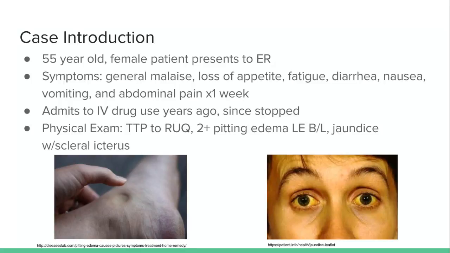Her symptoms include general malaise, loss of appetite, fatigue, diarrhea, nausea, vomiting, and abdominal pain since the start of the week. She admits to intravenous drug use in years past, but claims she's been clean for the past several years. Upon physical examination, the physician finds that she's tender to palpation in the right upper quadrant. She has 2+ pitting edema in her lower extremities bilaterally. She also has jaundice with scleral icterus.